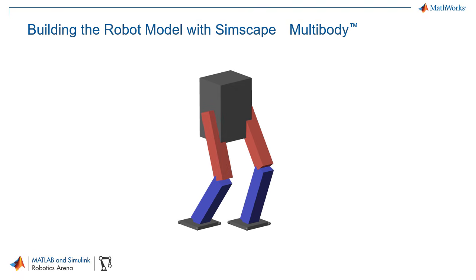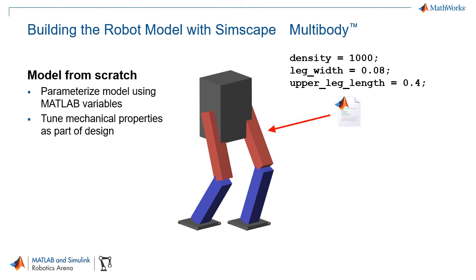With Simscape Multibody, you can create 3D rigid body models in two different ways. First, you can create a model from scratch, using known values for mechanical properties such as mass, inertia, and geometric dimensions. Or even better, you can define MATLAB variables for these values so that your model is parameterized and you can later change these values in multiple places as your design changes. The alternative, if you already have a CAD or URDF model of your robot, is to import these models into Simscape Multibody using the SM import function. For this video, we'll focus on the first approach. So let's see this in MATLAB.